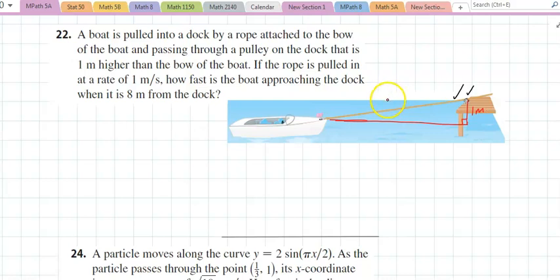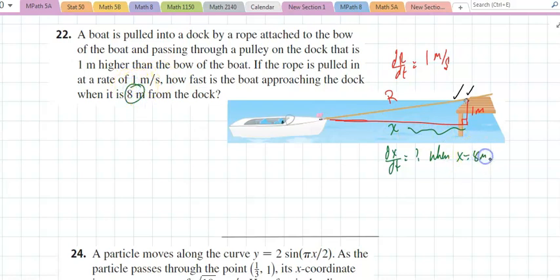So let's call this R for rope. If the rope is pulled in, the change of R with respect to t is 1 meter per second. Alright, and how fast is the boat approaching? If I call this x, we're asking what is dx/dt when it is 8 meters away. Well, first things first, I need an equation.